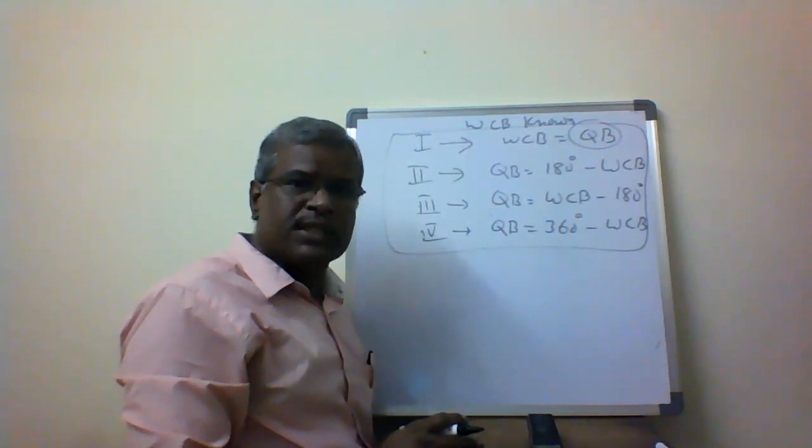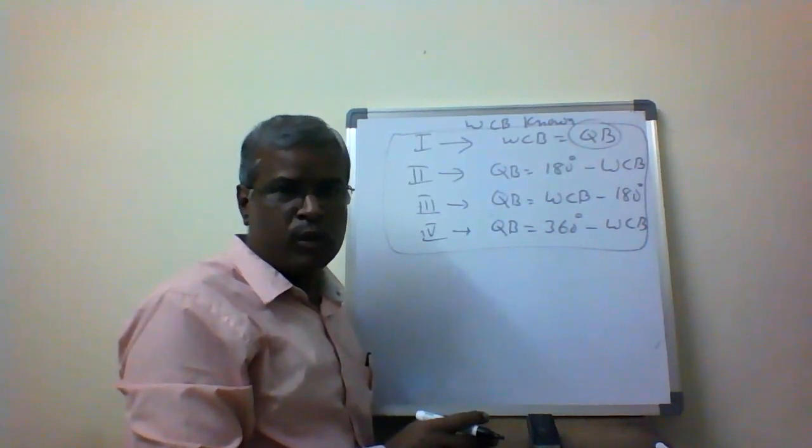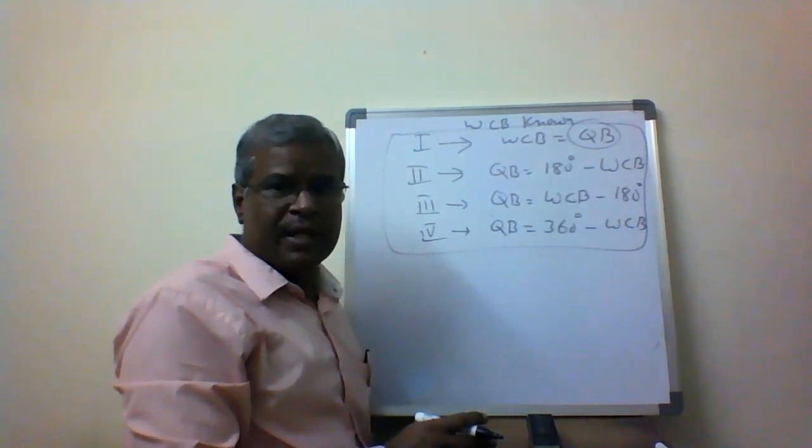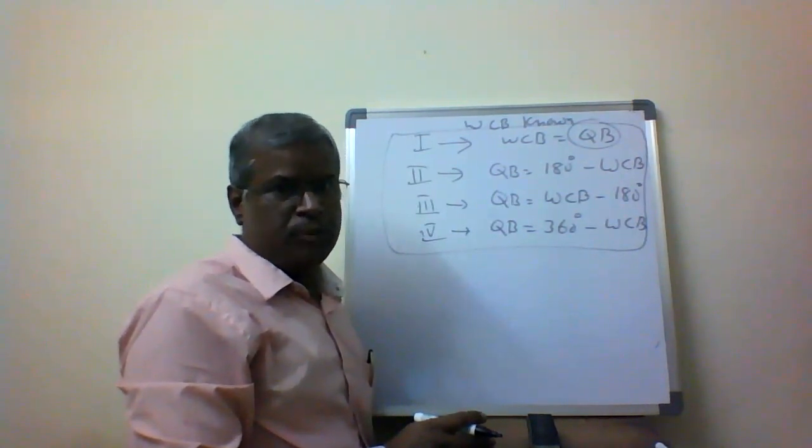Similarly, if the quadrantal bearing system is given, we have to convert it into WCB. The same formula is used to get the whole circle bearing system or the quadrantal bearing or the reduced bearing system.